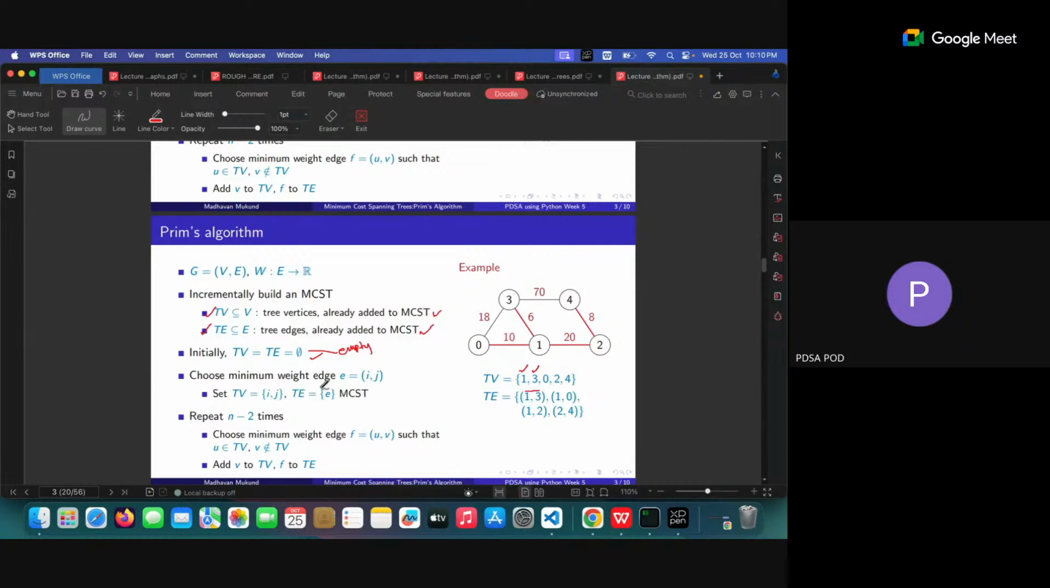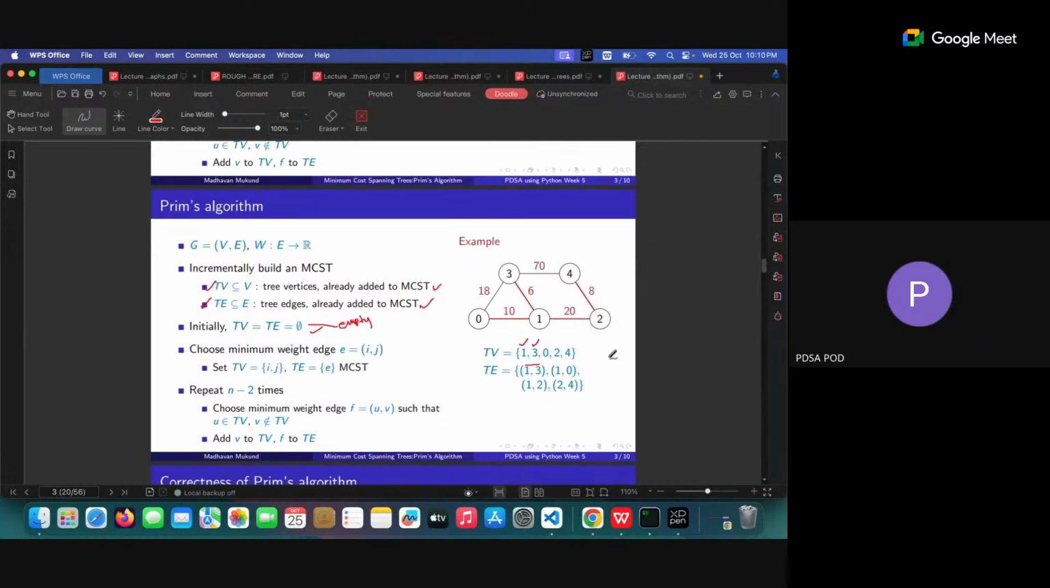Next one, repeat the same. Same one, 1 and 0. So 1 is already added, only 0 is added. Next 1 and 2, 1 is already there, 2 is added. Next 2 and 4, 2 is already added, 4 is added. So T is nothing but the total edges, 3 edges, and V is nothing but the total vertices. And it is not forming a cycle.